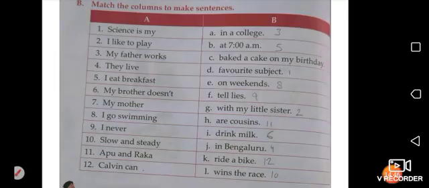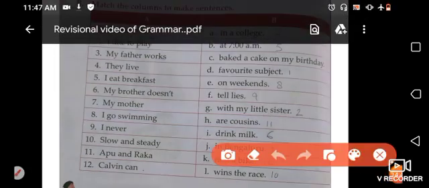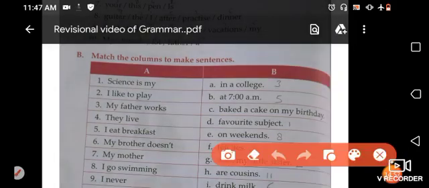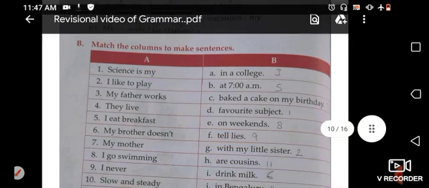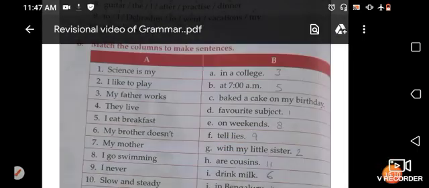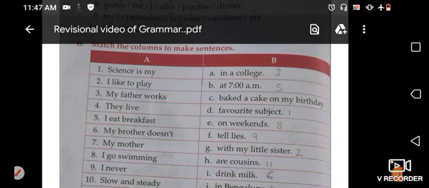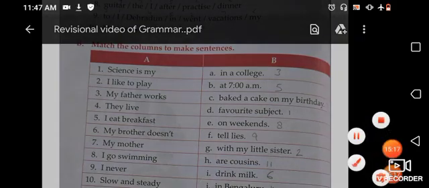Okay, first one is: science is my. So you will match the first one with D. Science is my favorite subject. Okay. Second one is: I like to play. So you have to match this with G. I like to play with my little sister.